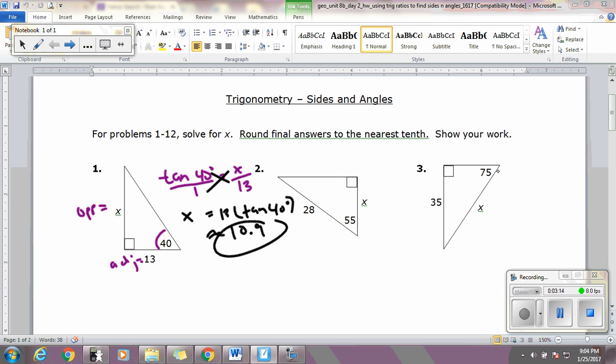On number 3, again, x represents a side. My reference angle is 75. 35 is the opposite side, and x is your hypotenuse. So because I have opposite and hypotenuse, I'm going to use sine. So sine of 75 degrees is equal to opposite, which is 35 over x. Again, put your trig ratio or trig function over 1 so you can cross multiply.